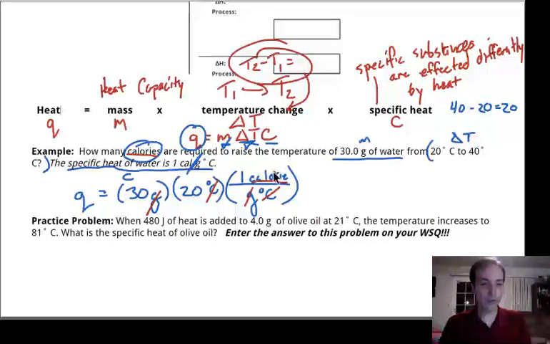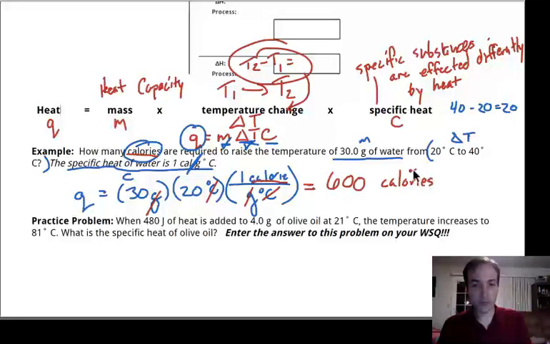You have to have the same unit for heat throughout the entire problem, and the same unit of mass throughout the entire problem. Okay, if they all cancel out and you wind up with the units you want, you can do the math. So it's 30 times 20 times 1, which is going to be the same thing as 600 calories. Okay, so that's the example.